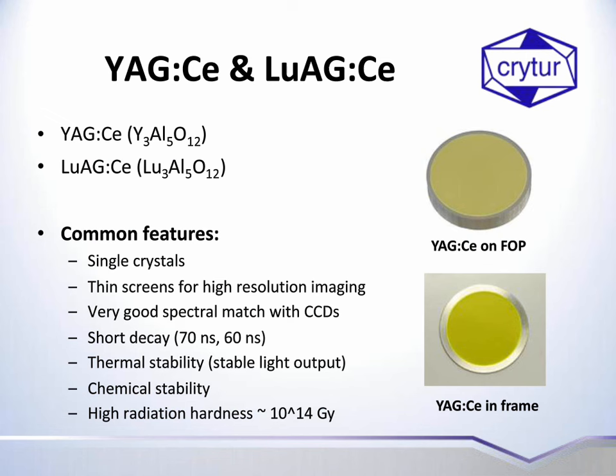These are the yellow scintillators, where the scintillation emission wavelength is in the yellowish and greenish part of the spectra. What are their common features? First of all, they are single crystals, so if you manufacture a very thin screen, they provide very high resolution imaging because there is no scattering inside. They have a great spectral match with a CCD, short decay times, and thermostability, which is great because if you need to use them in vacuum or something like that, you need to remove the heat from the scintillator, so the heat will not stay in it. They are chemically stable, so they are non-hygroscopic, and their radiation hardness is 10 to the power of 14 grays.